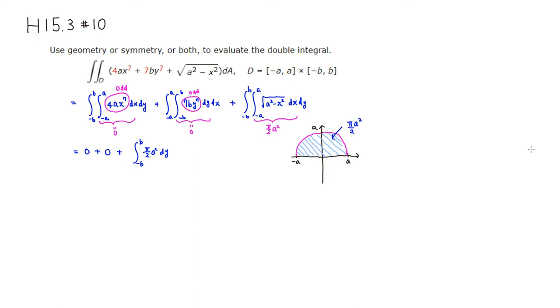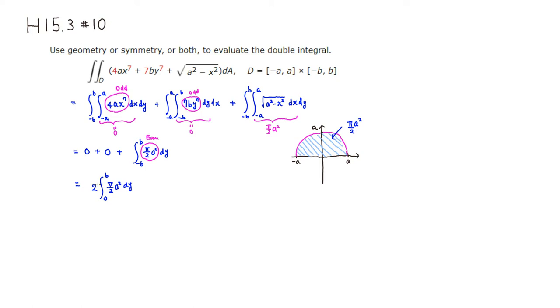Since this is going to be an even function because it's a constant function, I'll do one more step. Instead of going from negative b to positive b, an even function is symmetric about the y-axis, so I'm going to go from 0 to b, which is half of it. Then you just have to multiply by 2. So you have pi over 2 a squared dy.